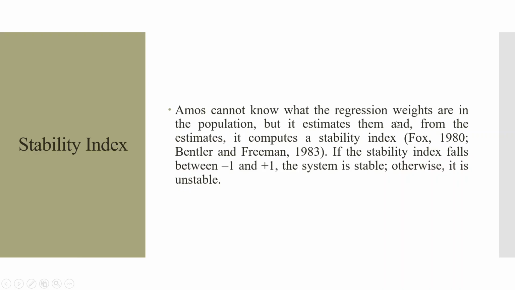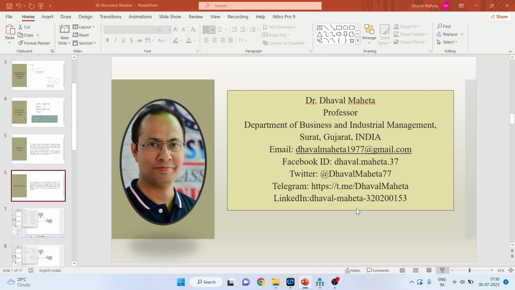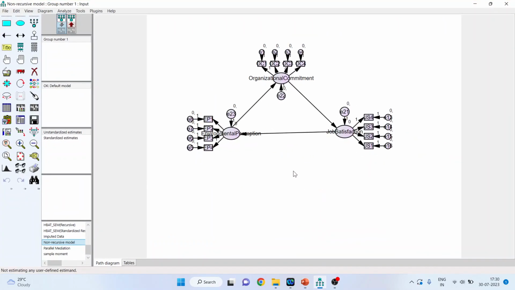AMOS cannot know what the regression weights are in the population, but it estimates them, and from the estimates, it computes a stability index. If the stability index falls between -1 and +1, the system is stable, otherwise it is unstable. Now let's see how we can run the non-recursive model in AMOS. So we'll go into AMOS.